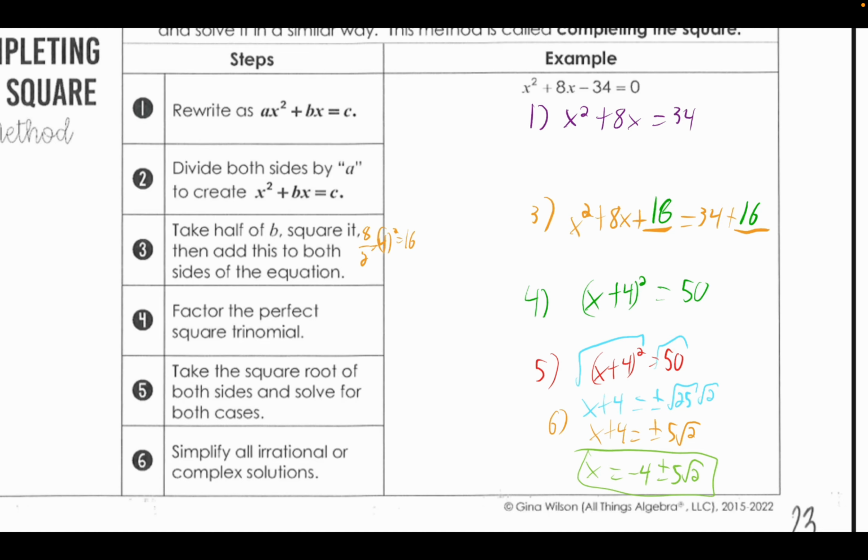Then we'll be able to factor this perfect square trinomial, where it's the x and then half of b. In this case, half of 8 was 4. Specifically, half of positive 8 was positive 4. And then we square root both sides and solve from there.